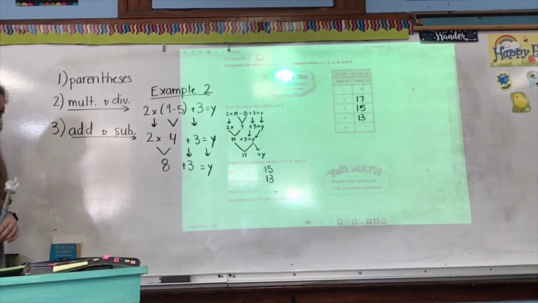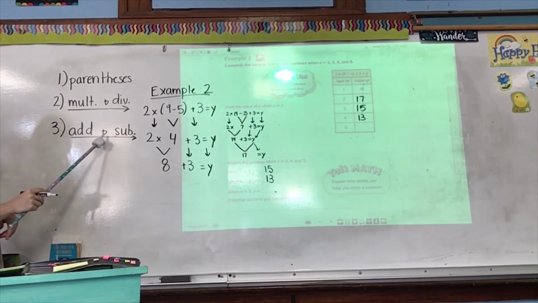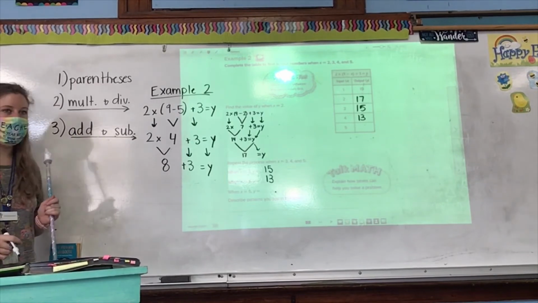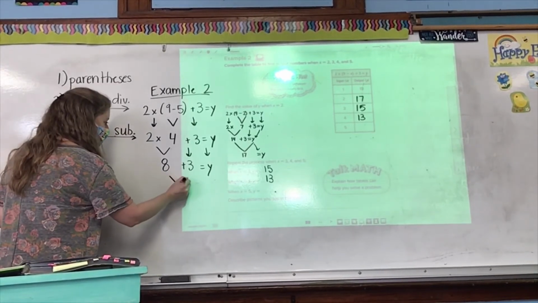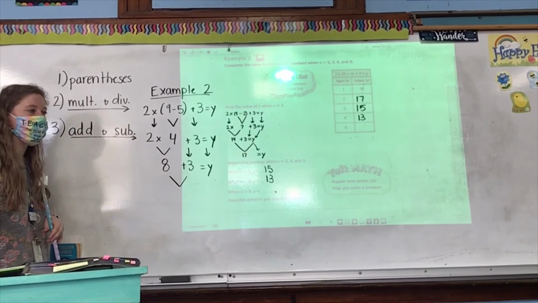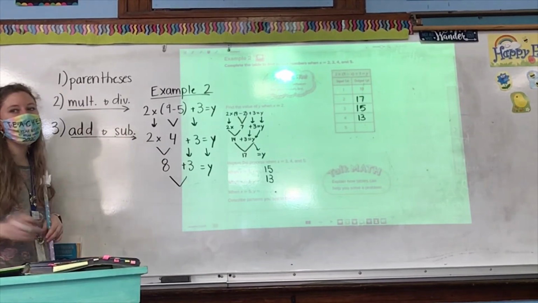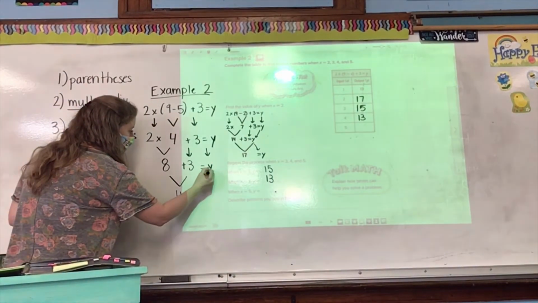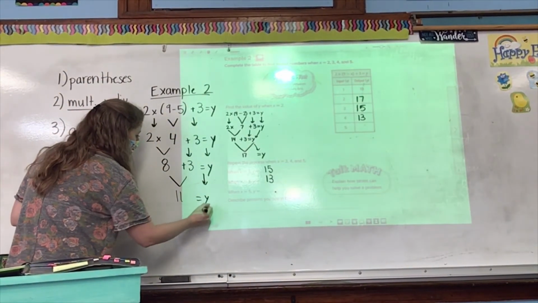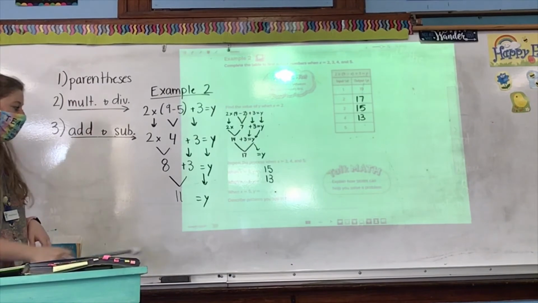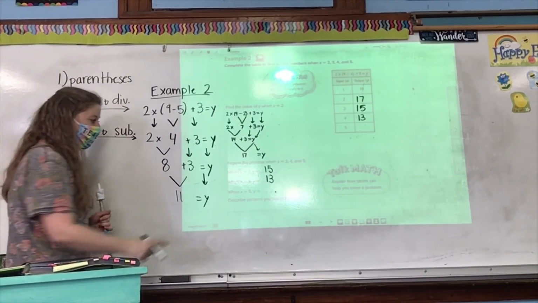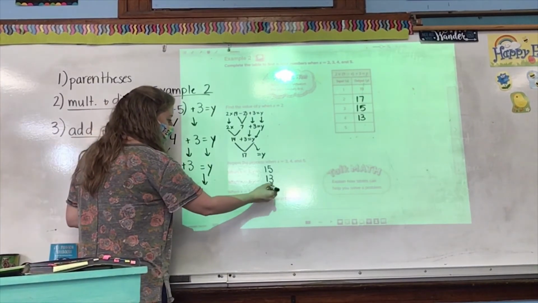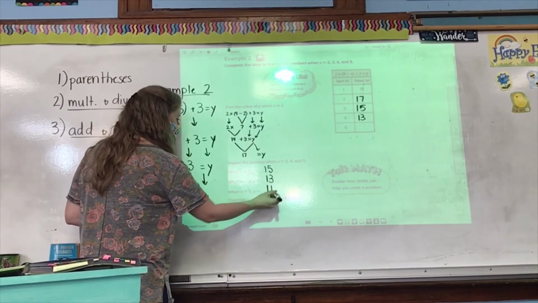Take a second. We have no more multiplication and division, so we're moving on to adding and subtracting from left to right. Class, 8 plus 3 is? 10. Class, 8 plus 3 is? 11. When I say take a second, that means solve it correctly. We have nothing else to solve. So class, when x equals 5, y equals? 11.